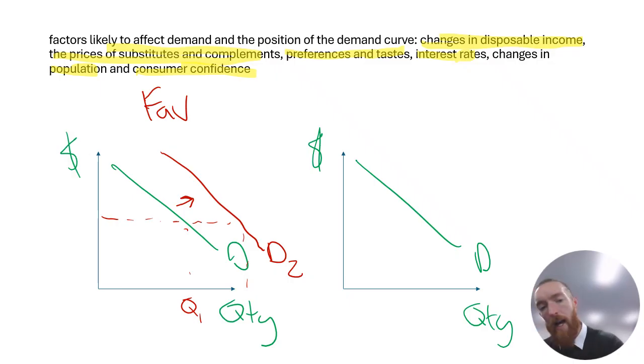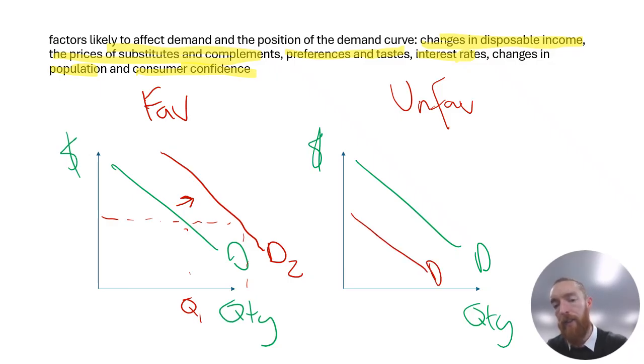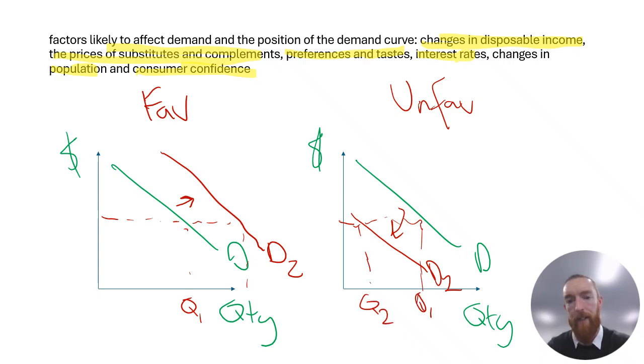We could also have an unfavorable shift in demand, which, if we look at another example, let's say, for example, interest rates increase. If interest rates increase, you are going to be paying more interest on a variable rate home loan, therefore having less disposable income or discretionary income, which is going to lead to less being demanded at any given price. And therefore that creates an unfavorable shift in demand.